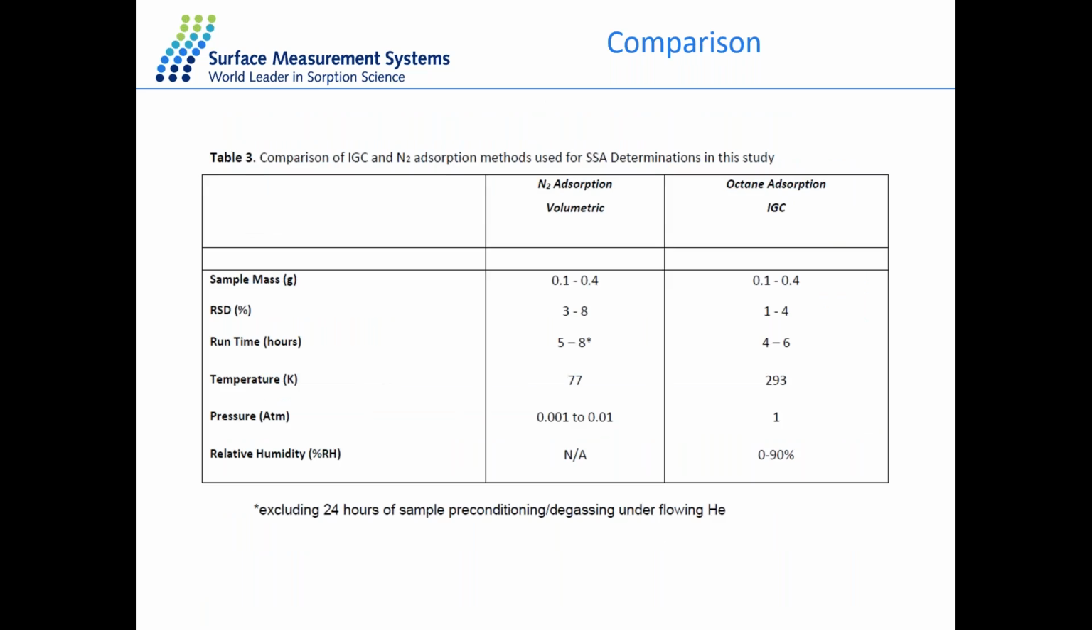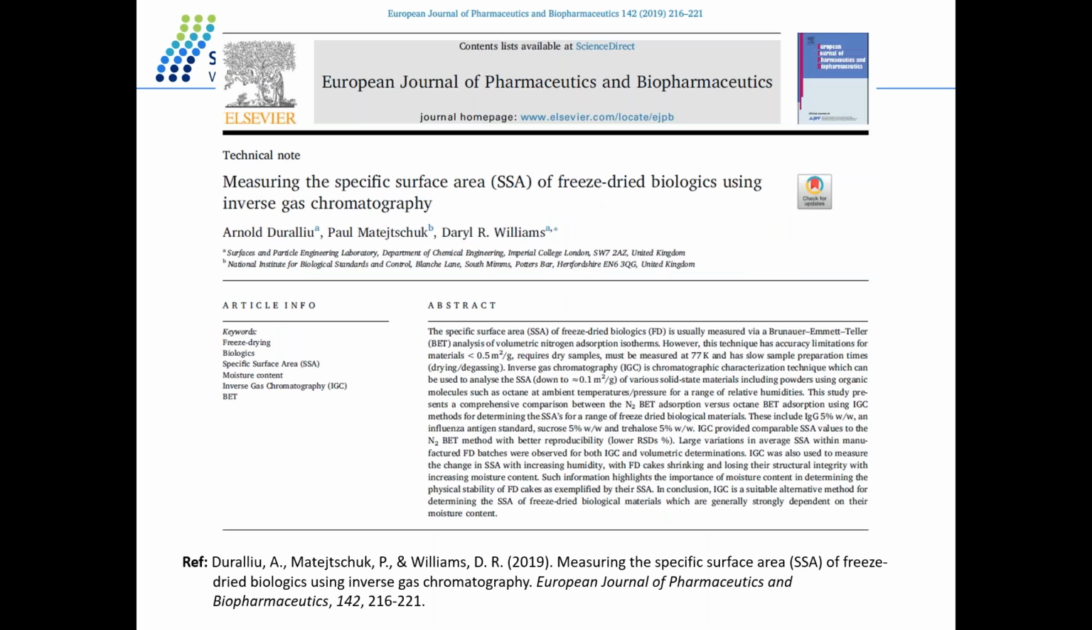And here's a summary of the two methods, the nitrogen method and the IGC method. The advantage of the IGC method in this case is that we can determine the surface area of very low surface area material, still with very high reproducibility. It also has the potential to add humidity during the measurement, so we can study the humidity effect on the stability of this kind of freeze-dried material. And this is a reference paper for your interest.